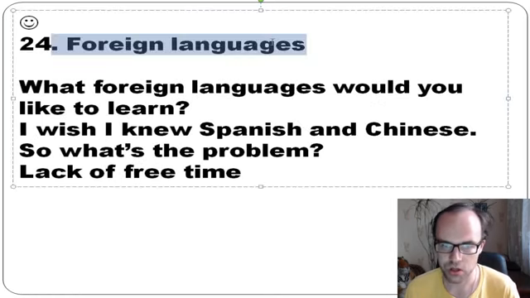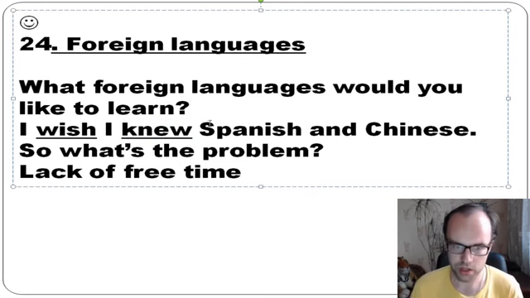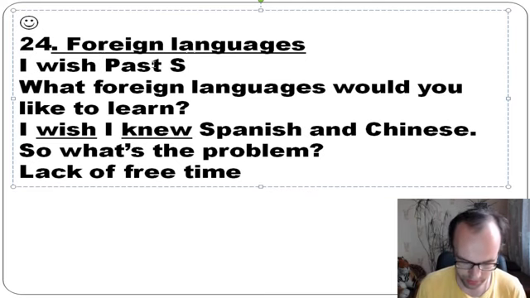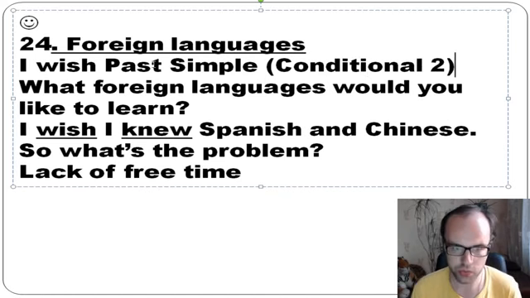Foreign languages. What foreign languages would you like to learn? I wish I knew Spanish and Chinese. Look at this structure. I wish, and then we use past simple. I hope that you know the structure. We call it the second conditional with I wish.